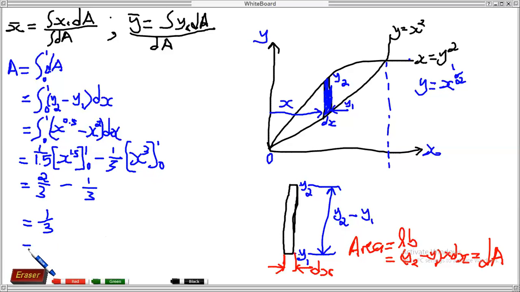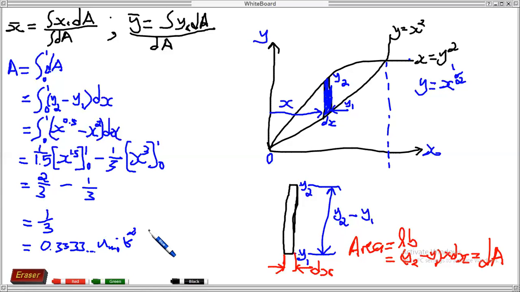This 1 over 3, if you put it on your calculator, it should give you 0.3333, a lot of them. Units. So this will be unit squared, or whatever dimensions they gave you, the area.